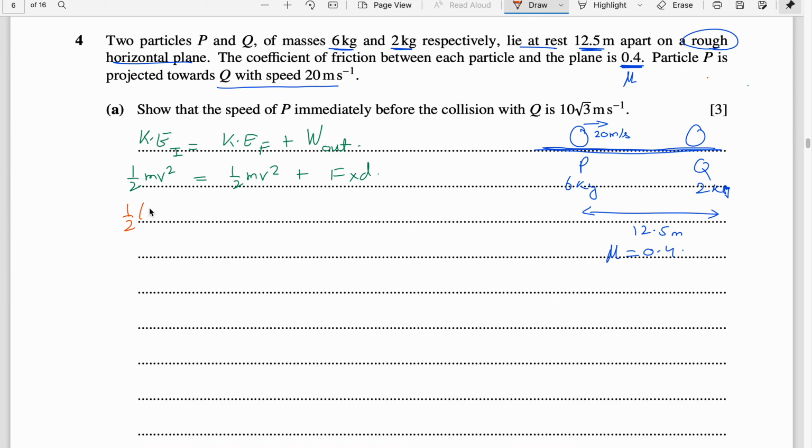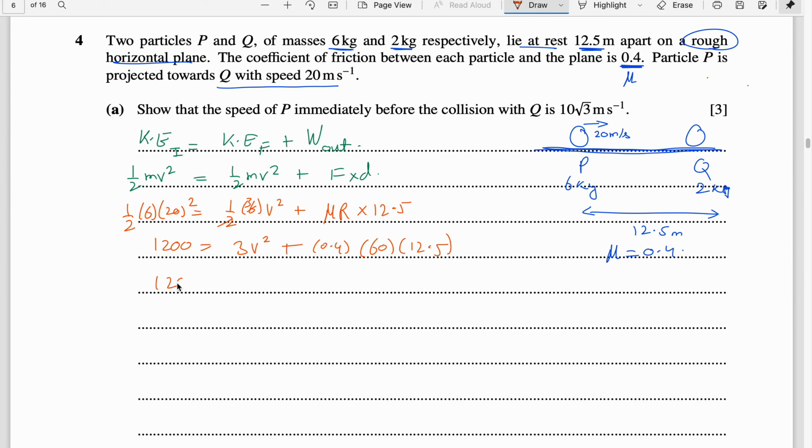So this is 1 by 2, mass is 6, velocity is 20 as given. On the other side, this is 1 by 2, mass is 6 and velocity is unknown. Now this is the frictional force. So frictional force is mu R and the distance is given, which is 12.5. 1 by 2 into 6 into 20 squared is 1200. 2 ones are 2, 3 times is 3v squared. Mu is given, which is 0.4, and R is actually the weight, mg, mass into gravity, 60, into 12.5. Now you can see the only unknown is v squared.